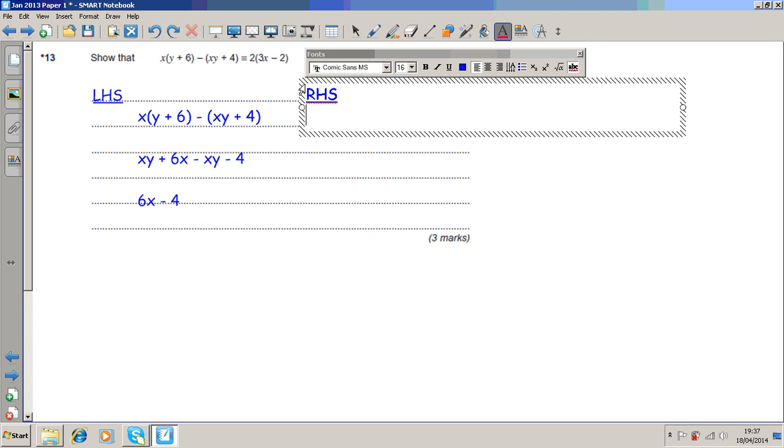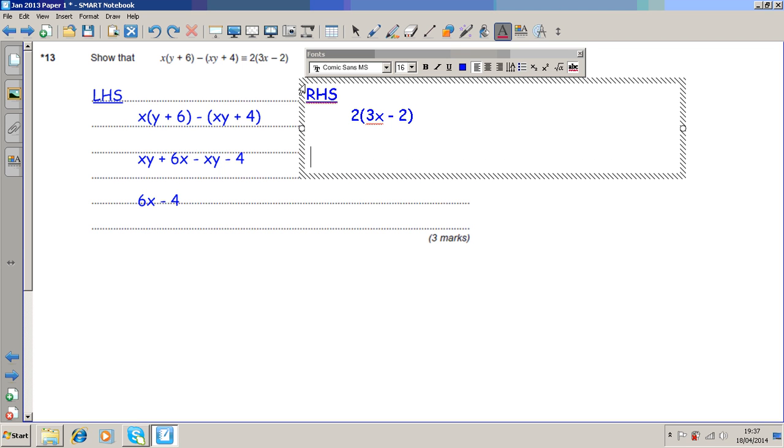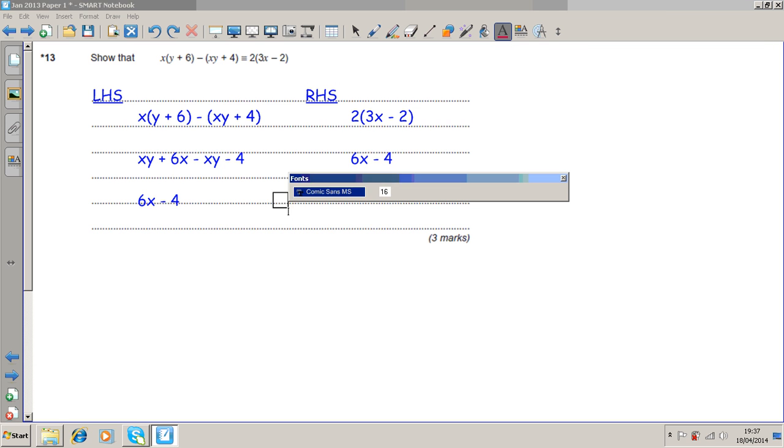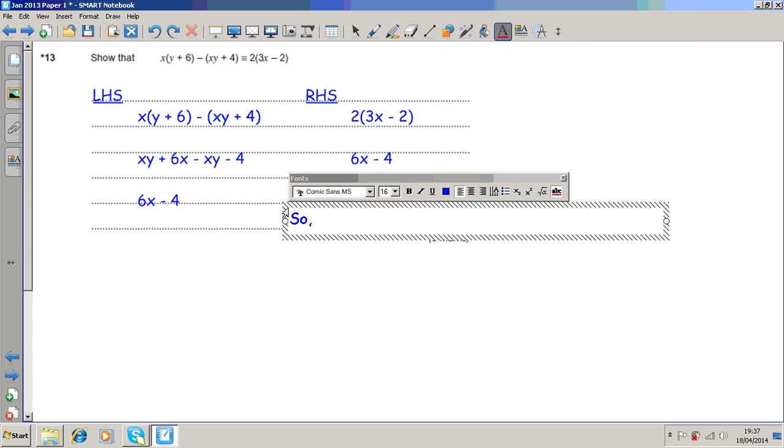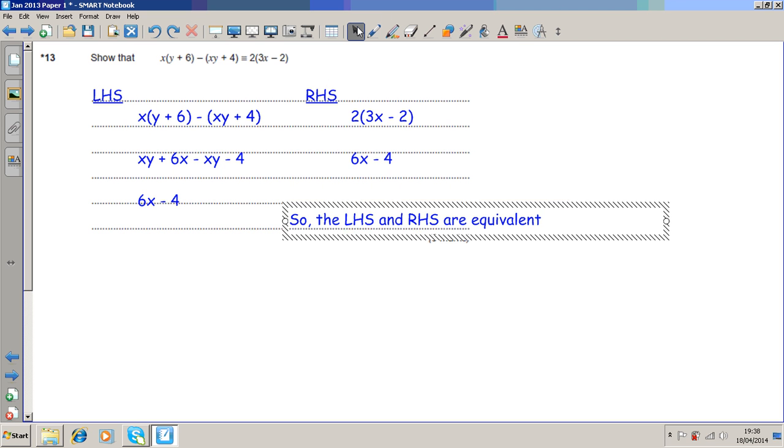I can do the right hand side. Well, the right hand side is 2 bracket 3x minus 2. So 2 lots of 3x is 6x, and 2 lots of 2 is 4. So they are equivalent, or are the same, however you want to put it.